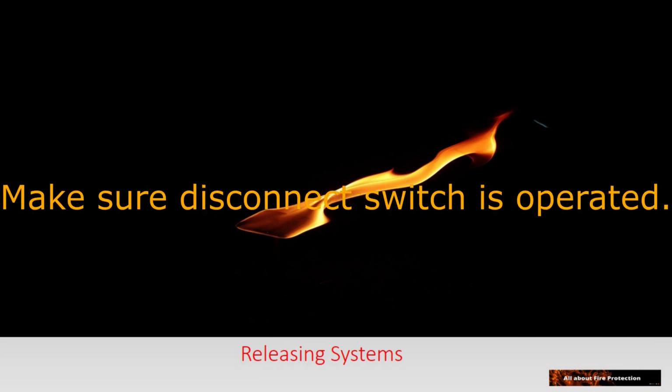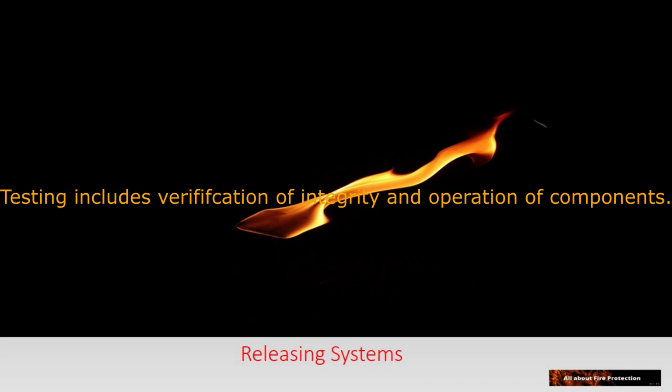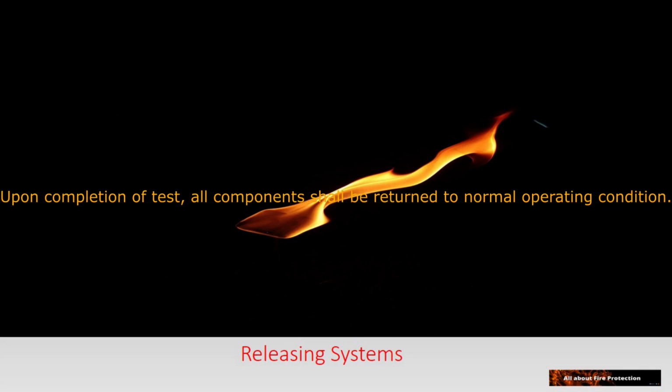To avoid accidental discharge of fire suppression system during testing, make sure that the disconnect switch are operated before start of the test. Fifth, testing shall include verification that the releasing circuit and components energized are electrically monitored for integrity and operate as intended. Suppression system and components shall be returned to their functional operating condition upon completion of system testing.